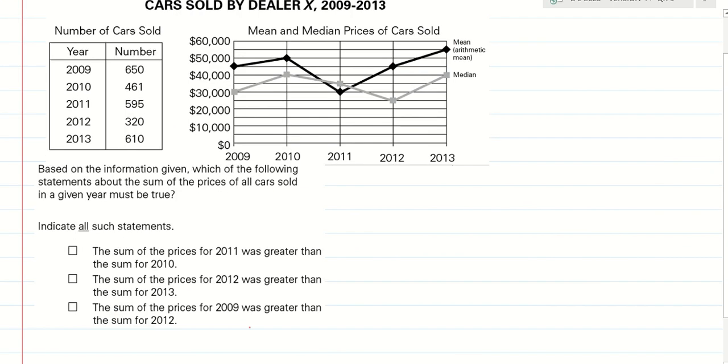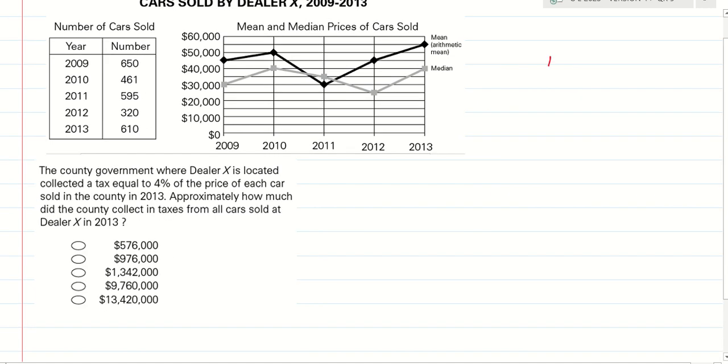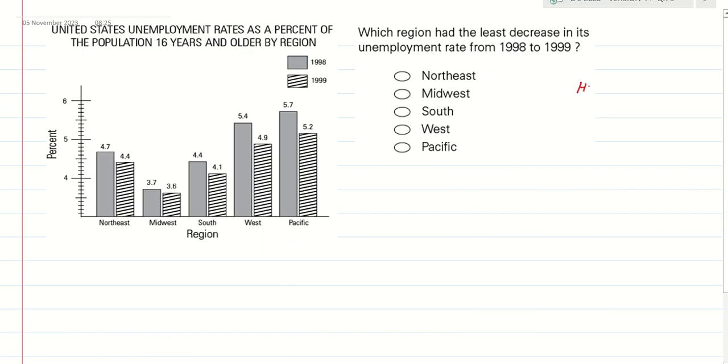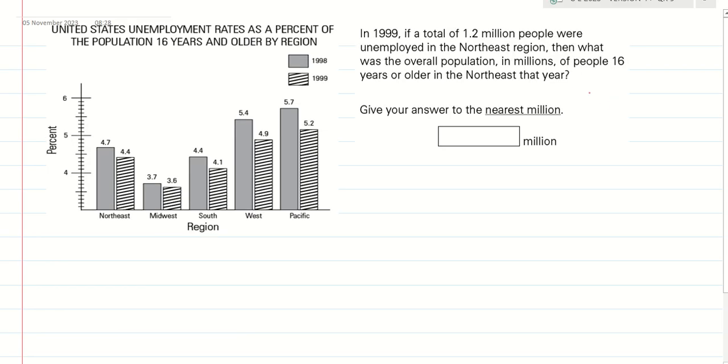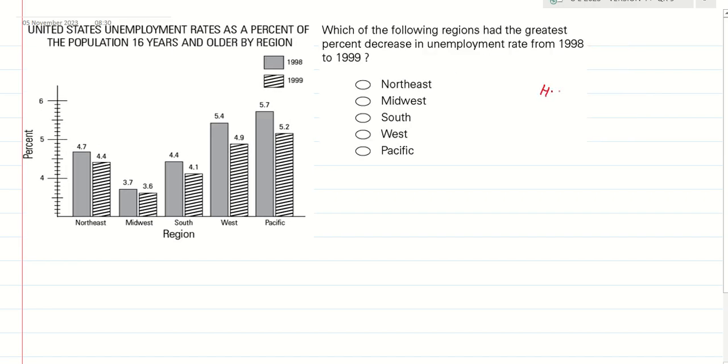Okay. Let's look at this question. Take the homework. Homework number 2. Taken. Homework number 3. Homework number 4. Homework number 5. Homework number 6.